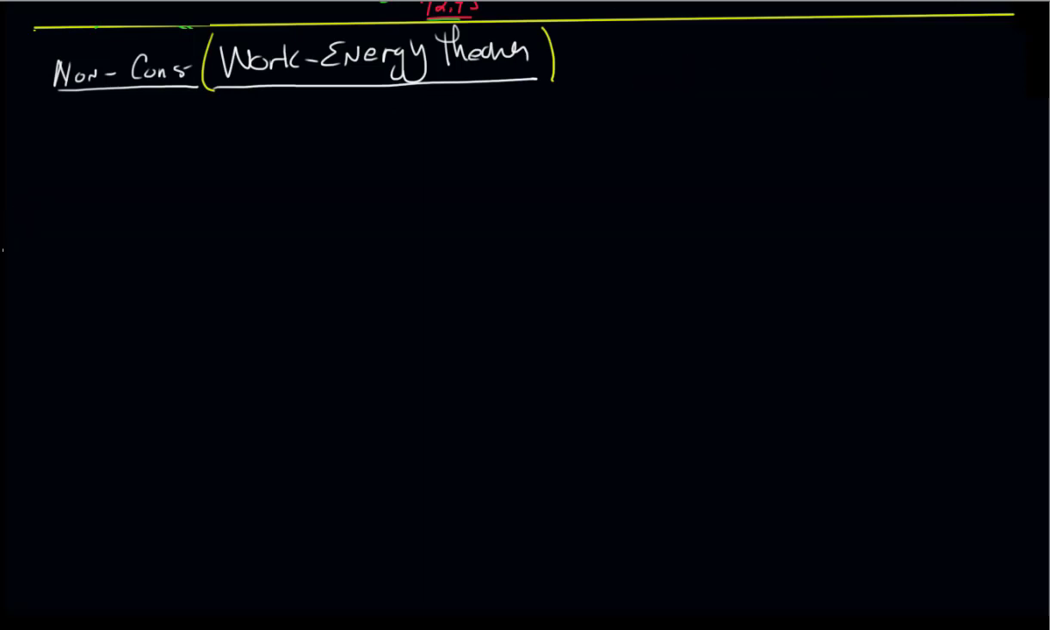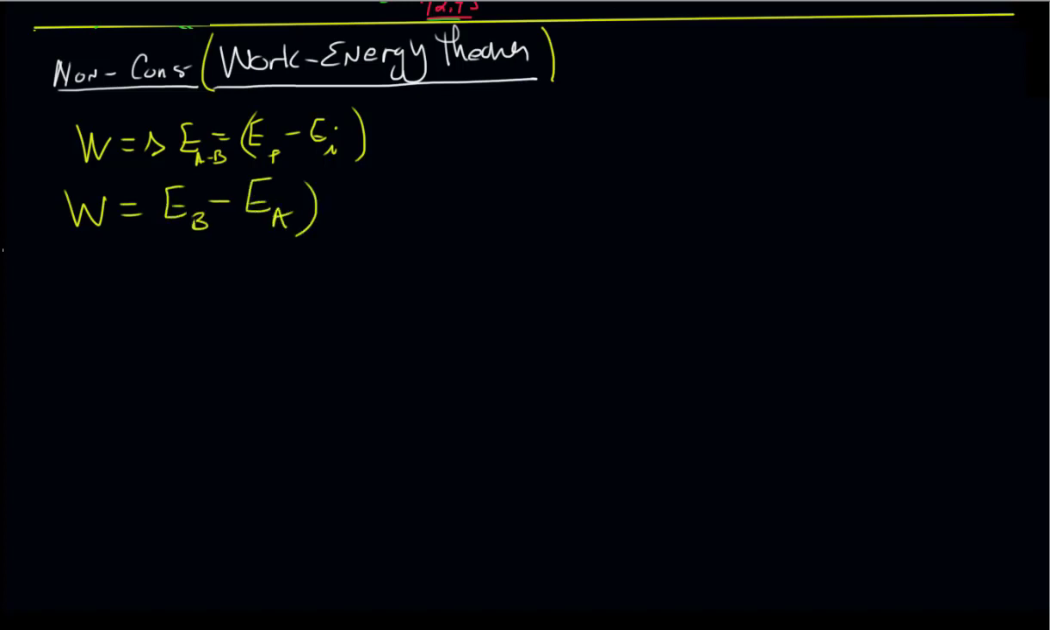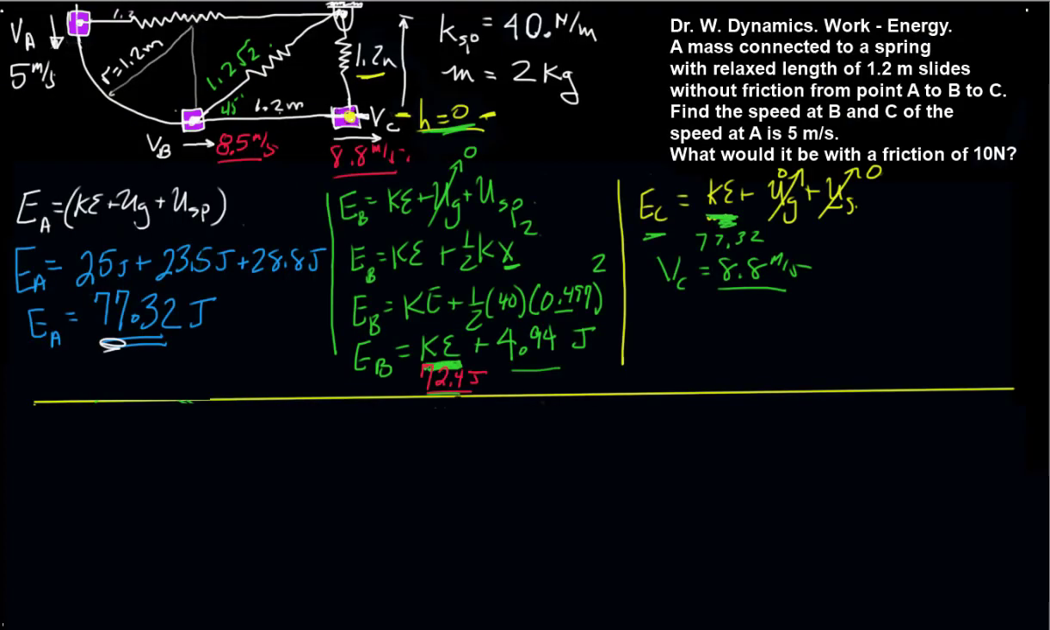So in our problem, the work done will be the change in energy, which we could write as energy final minus energy initial, any point along the path. So to go from A to B, the work done would be the energy at B minus the energy at A.